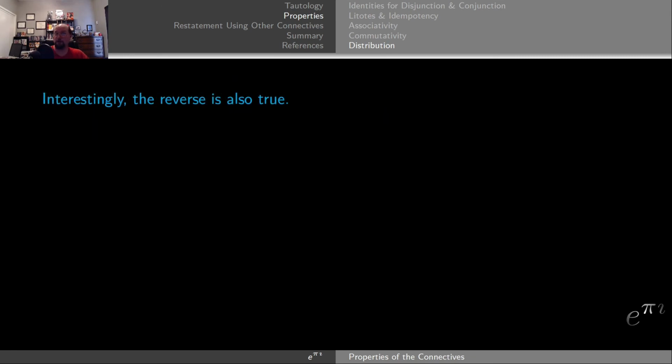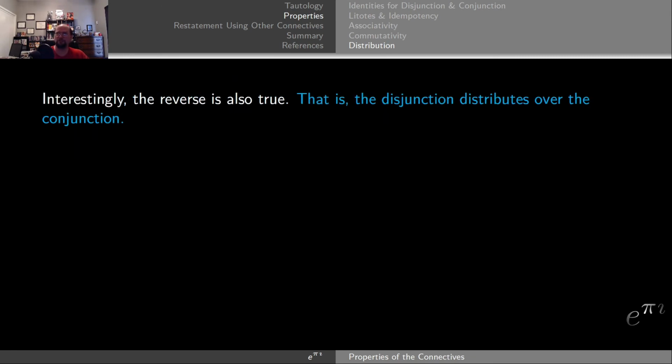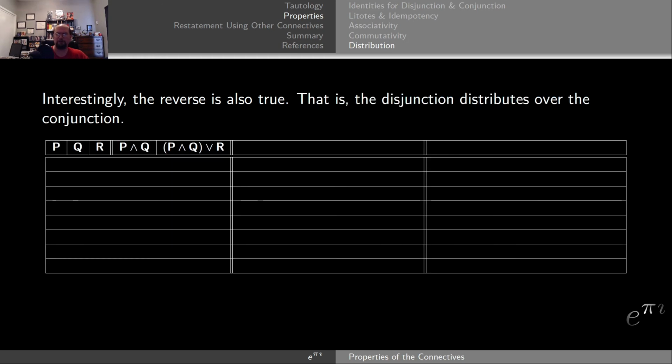Interestingly, the reverse is also true. That is, the disjunction distributes over the conjunction just as much. And the calculation is fairly similar. Let's take P conjunction with Q and then take the result and disjunction with R and see how that works. So, if R is true, then that means the disjunction will be true. Likewise, if the conjunction happens to be true, so true conjunction with true gives me true, that'll make the disjunction true. So if R is true, the disjunction is true.